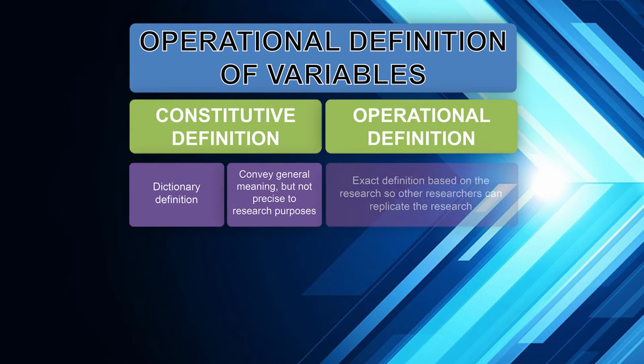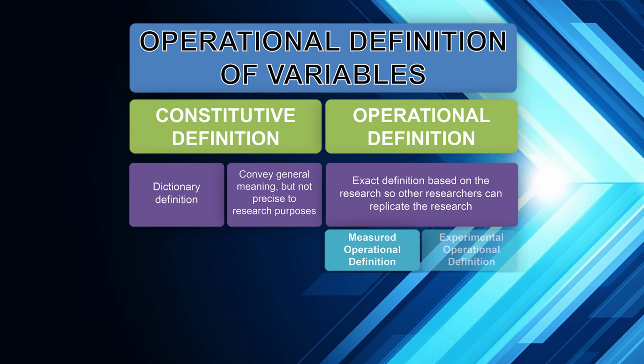We need to define the variables so that readers know exactly what is meant by the terms and that other researchers can replicate the research. This is only possible when the operational definitions are provided. There are two types of operational definitions, namely measured and experimental.